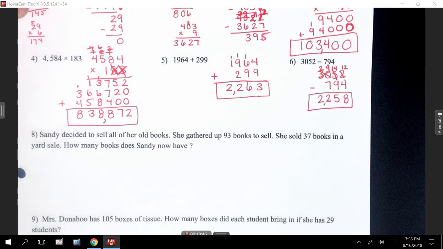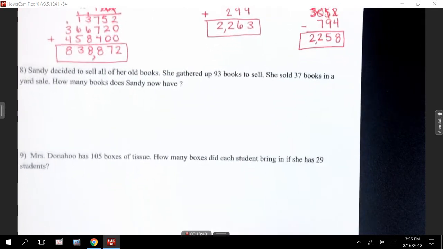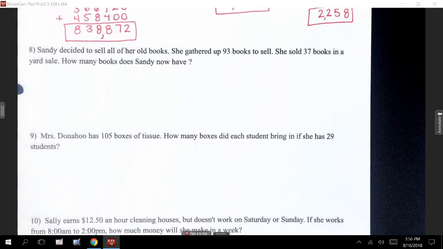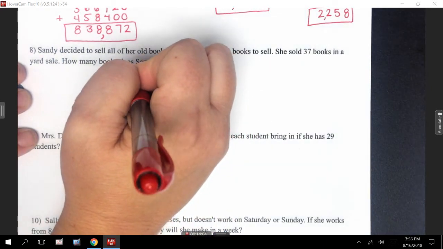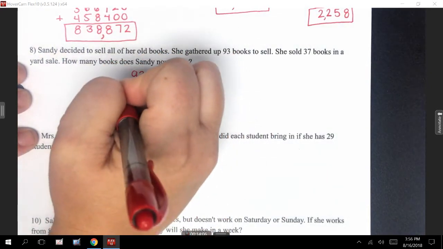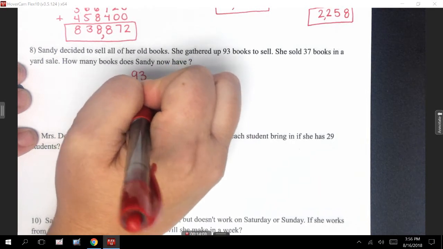All right, let's look at some word problems. All right, so it says Sally decided to sell all of her old books. She gathered up 93 books to sell. She sold 37 books in a yard sale. How many books does Sandy have now? I'm sorry, I think I was reading that wrong. So Sandy, again, remember it said she had 93 books. If she sold 37, that means we're subtracting that.